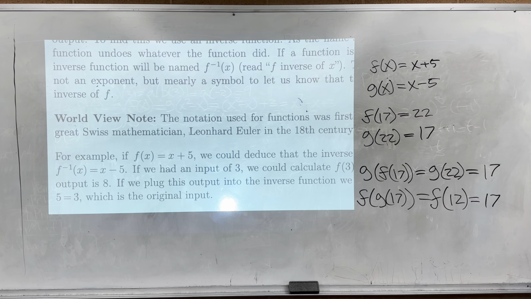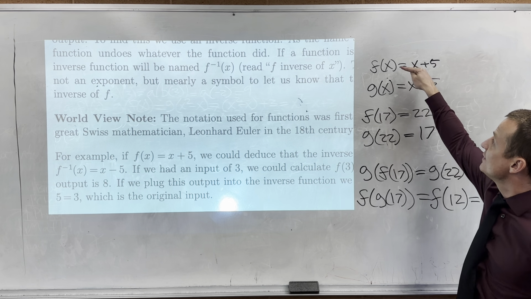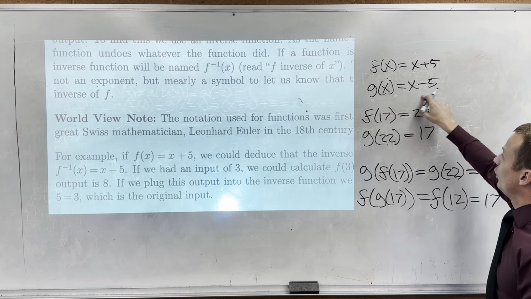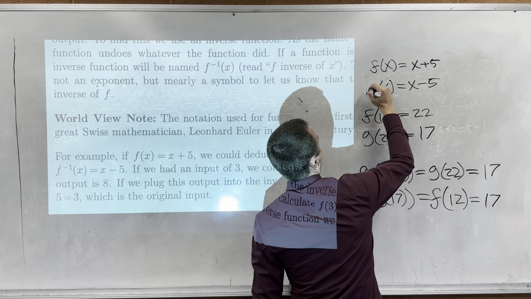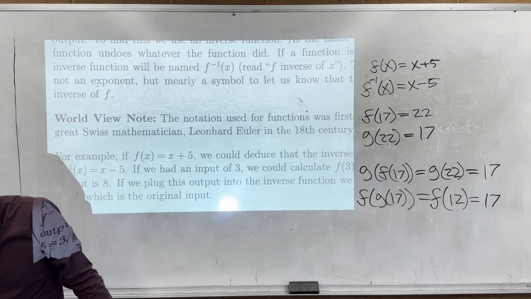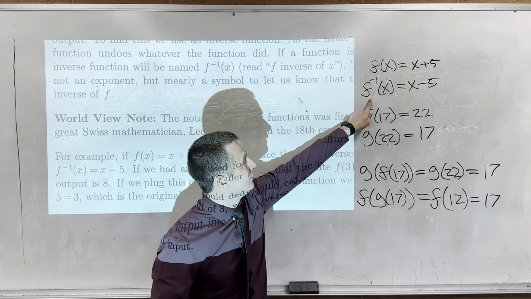So that's what we mean by the inverse function. It's a function that undoes whatever the first function did. Sometimes we represent the inverse function, rather than calling it g of x, as f with a minus 1 up there. This is not an exponent, it's a symbol. We're just saying this is the inverse of this function.